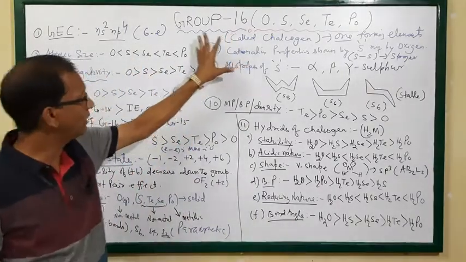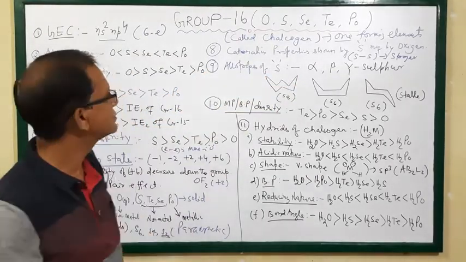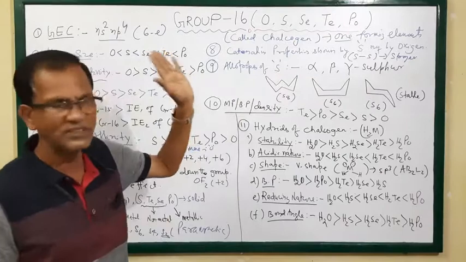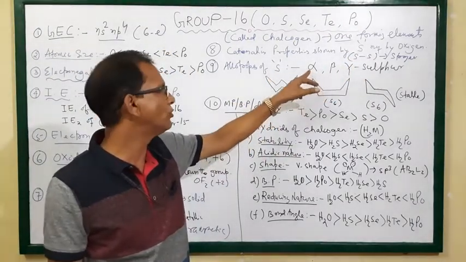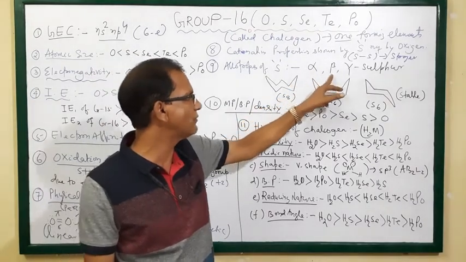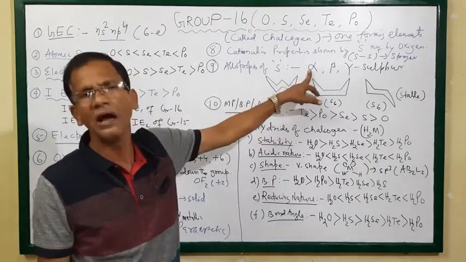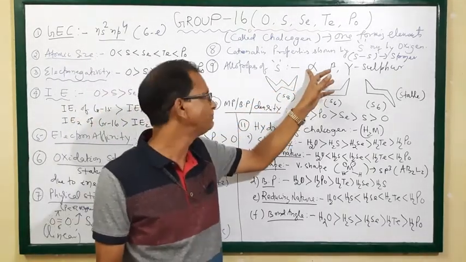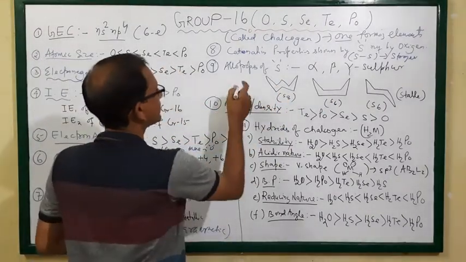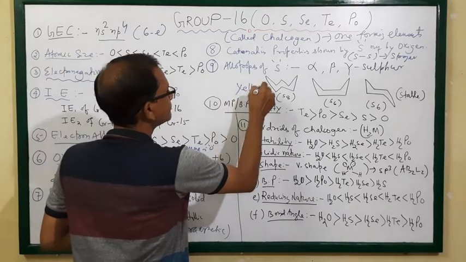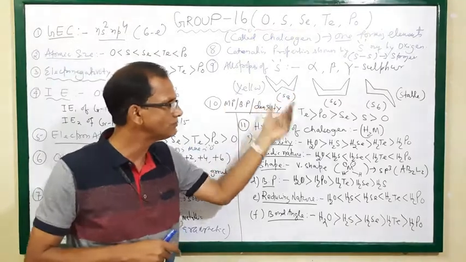Then like other group elements, they also show allotropic forms. What are the allotropic forms of sulfur? These are called alpha, beta, gamma sulfur: alpha sulfur is rhombic sulfur, beta is monoclinic sulfur, and gamma is plastic sulfur. Out of these three, alpha sulfur is the most stable, and it exists as S8, yellow colored solid powder.